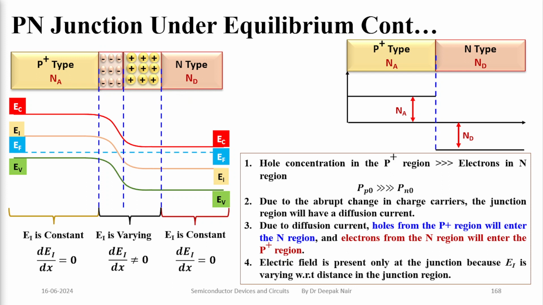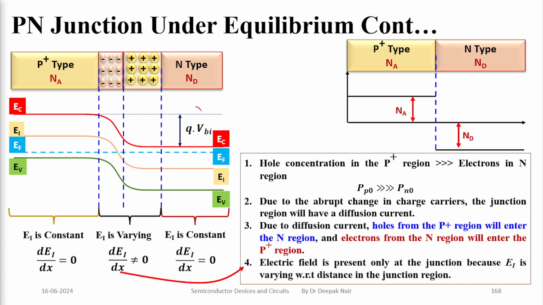So electric field is present only at the junction. This junction has some electric field because there is a potential gradient, and Ei is varying with respect to distance in the junction. So Ei is not constant, and we can see Ei is varying in the junction, and this is called barrier potential. We have to apply an external potential which should be greater than the barrier potential to make the current flow in case of a PN diode.